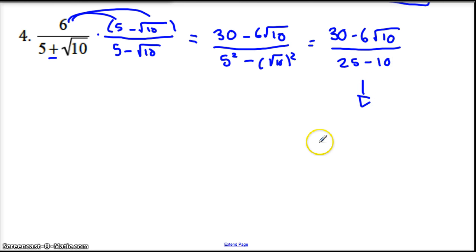Bring it down. Let's see what we get for this. The top, once again, can't be simplified, so 30 minus 6 square root 10. We subtract the bottoms, and we get over 15. Oops, sorry, I forgot my 6 there. Over 15. Now, I'm looking at this. Can this be simplified? You might be thinking no, but you would be wrong.